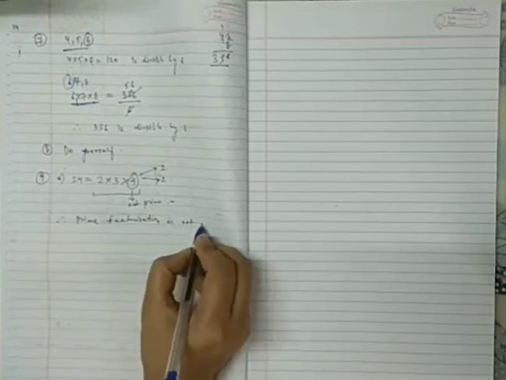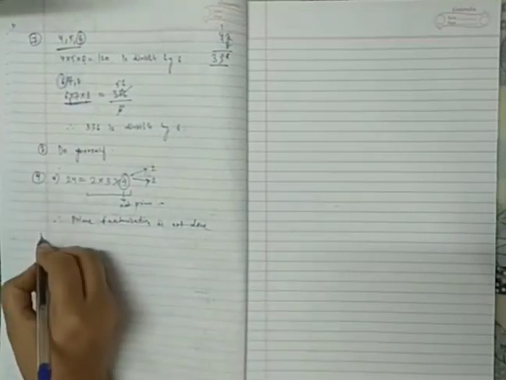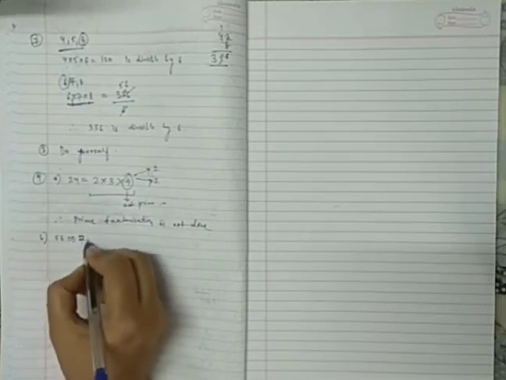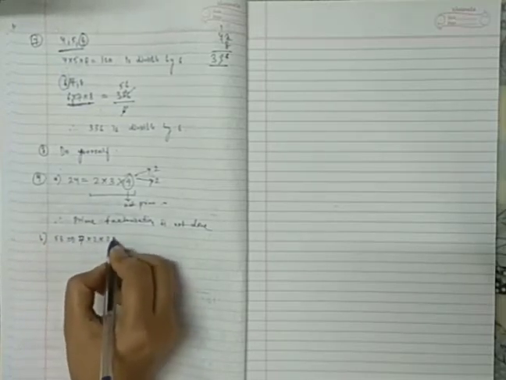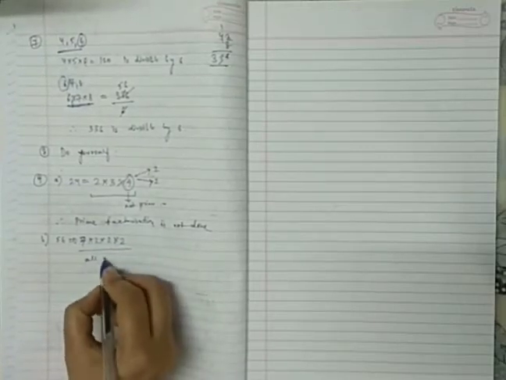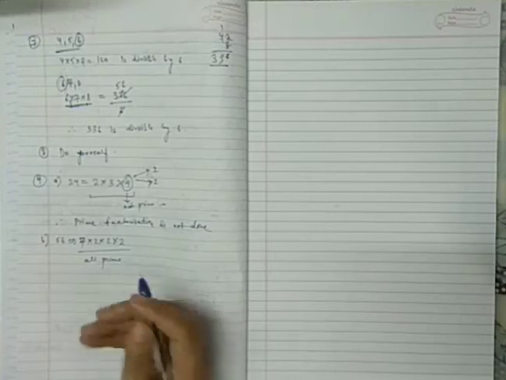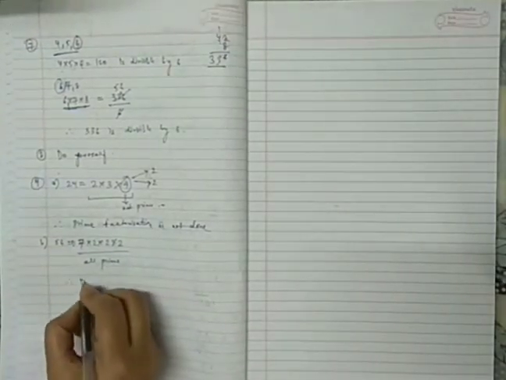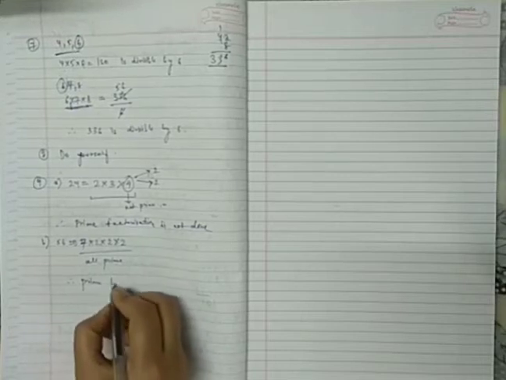Similarly, in B part, you see 56 can be written as 7 into 2 into 2 into 2. In this, you see all are primes. So these numbers cannot be further divided into factors. Therefore, prime factorization is done.